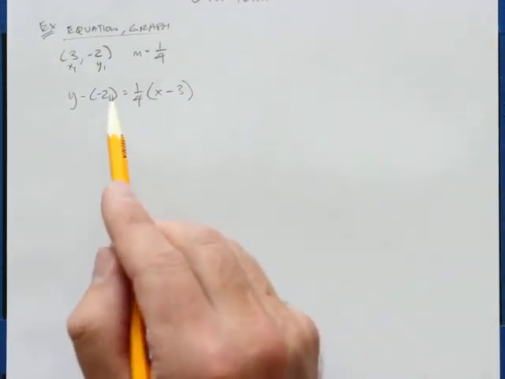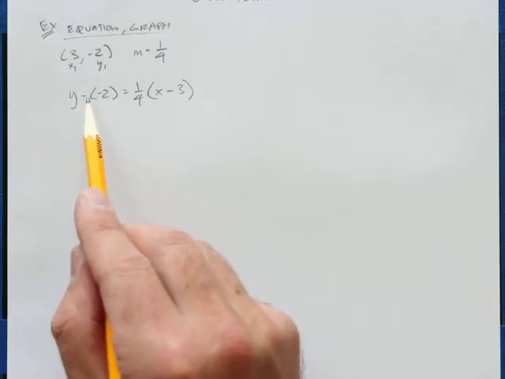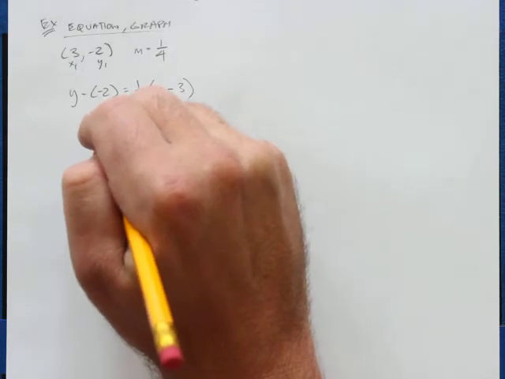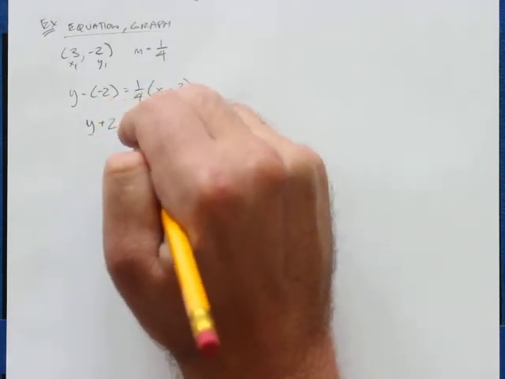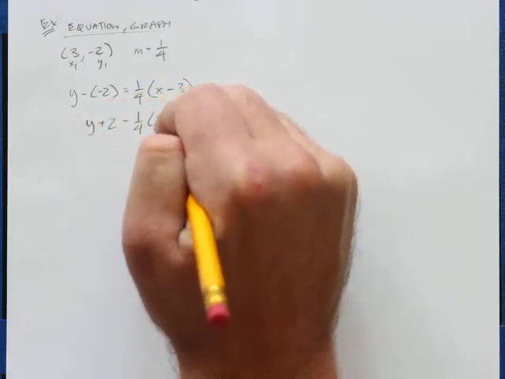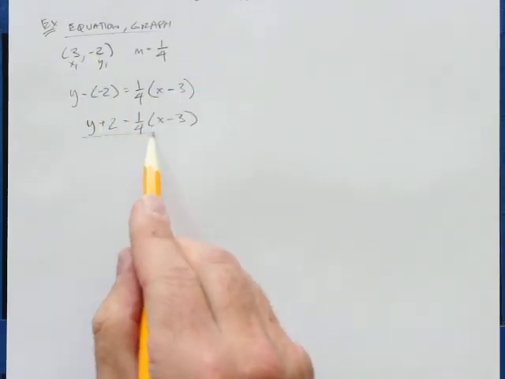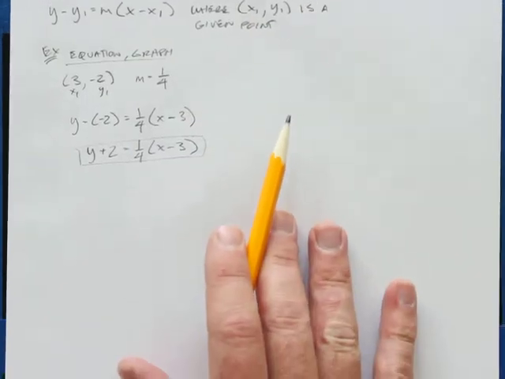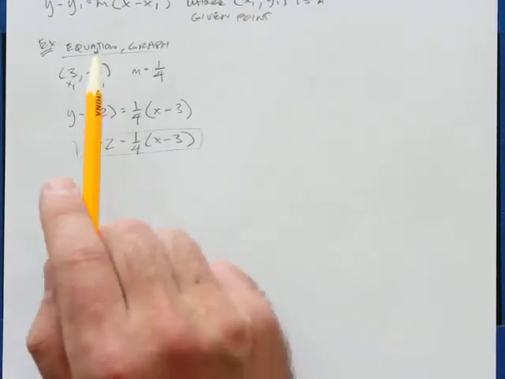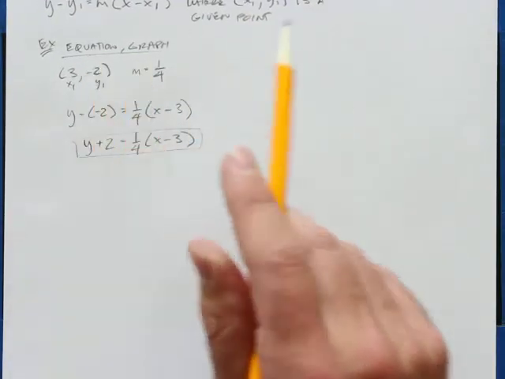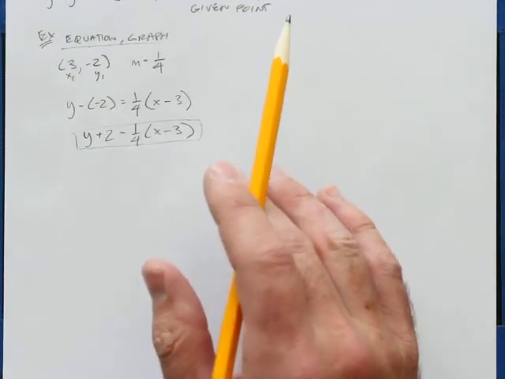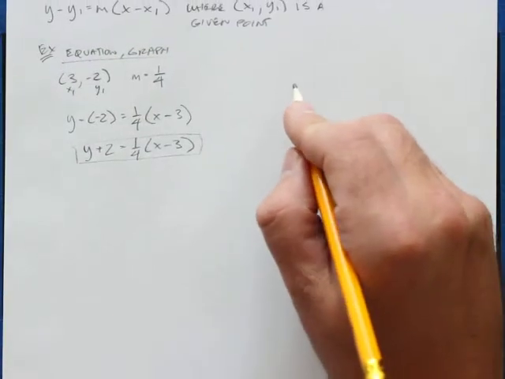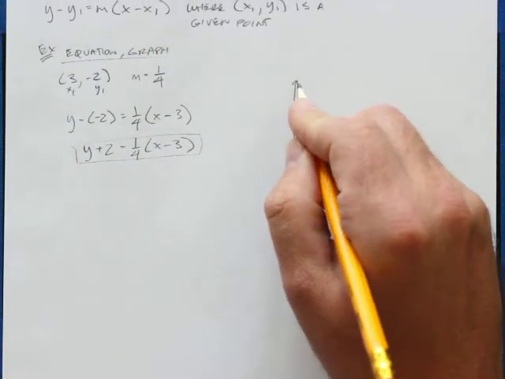Once I take care of this minus a negative, I have y plus 2 equals 1/4 times x minus 3. I have written my equation in point-slope form. That's the first part of this. I wanted to write the equation, and now I want to graph this. I can graph this in a couple different ways.